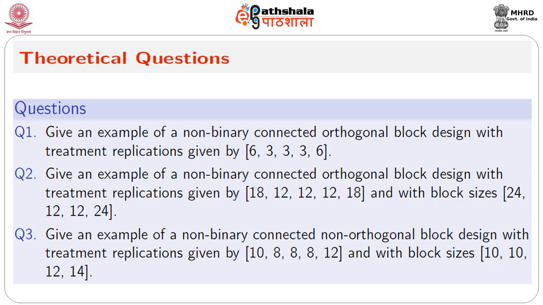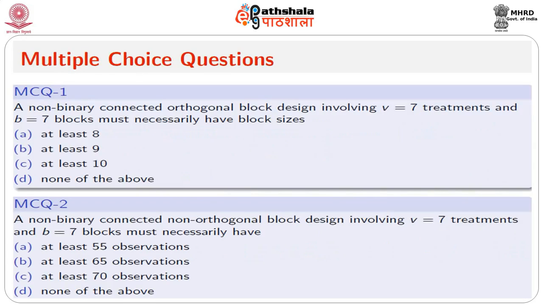So the first one is: a non-binary connected orthogonal block design involving V equal to 7 treatments and B equal to 7 blocks must necessarily have block sizes. There are 4 options here. The first one is the block sizes should be at least 8. The second one is at least 9. Then at least 10. And the final one is none of the above.